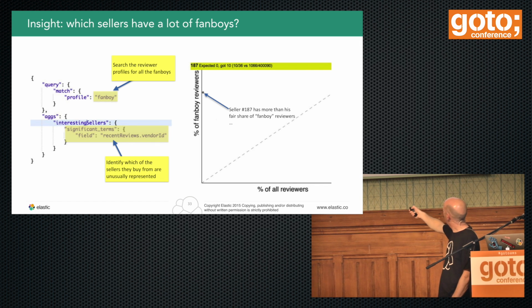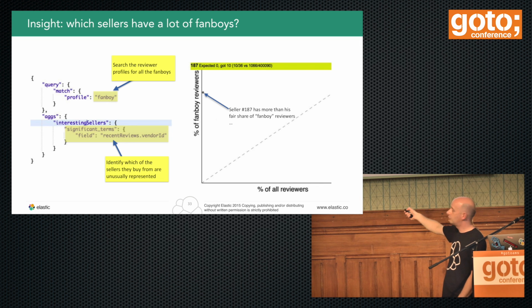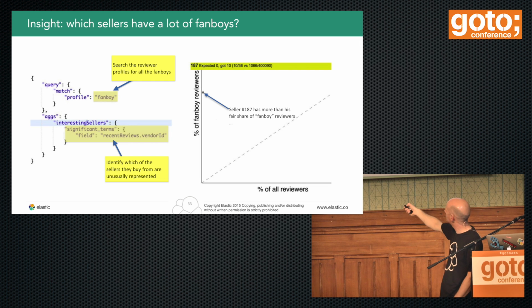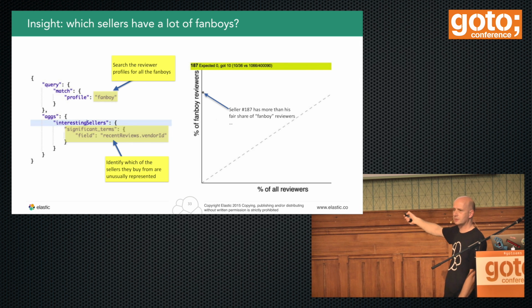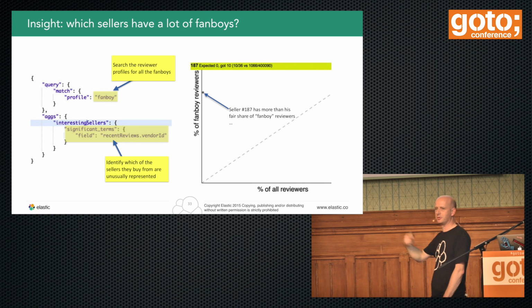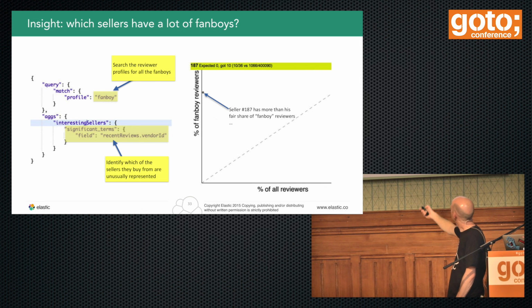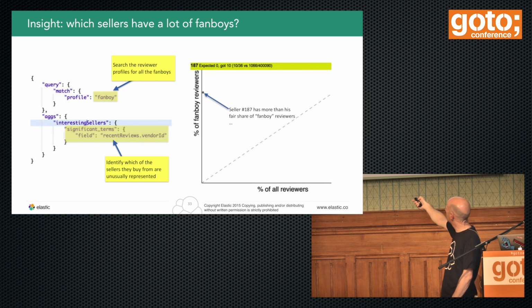And then we can run a query on our reviewers' new shiny index that we've got, a reviewer index. And I can say, let's have a look at all the fanboys, and we'll use that significant terms algorithm again to say, who are they reviewing? Who are these people bigging up, and saying, you're great, you're great? So we search for all the profiles that have been tagged as fanboy, and we try to figure out which sellers are kind of unusually represented in that data.